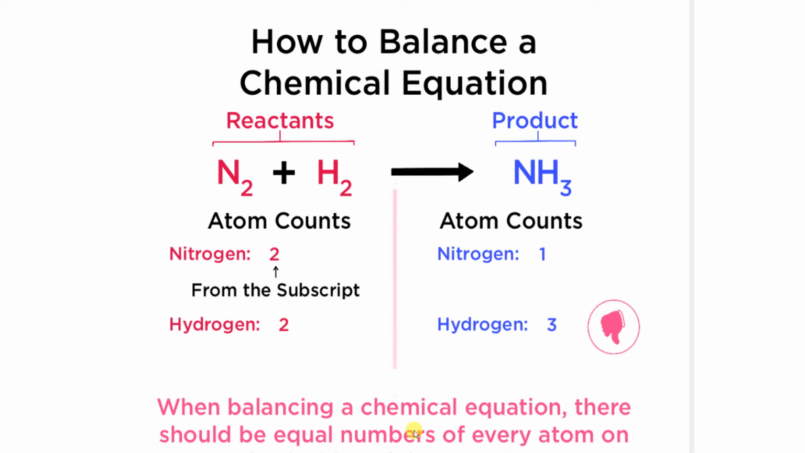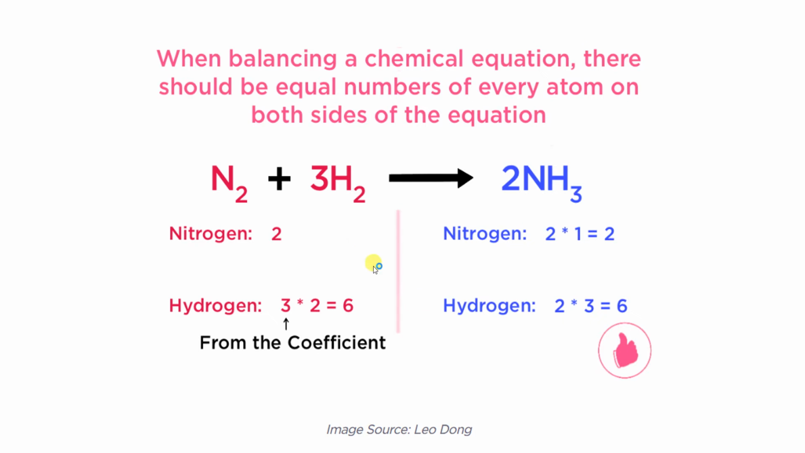Now you have to balance this. So when balancing a chemical equation, there should be an equal number of every atom on both sides of the equation. So how to balance it? Let us see the next one. When balancing a chemical equation, there should be an equal number of every atom on both sides of the equation. So the balanced equation is this. See here, N2 plus 3H2. Previously it was N2 plus H2 is equal to NH3.